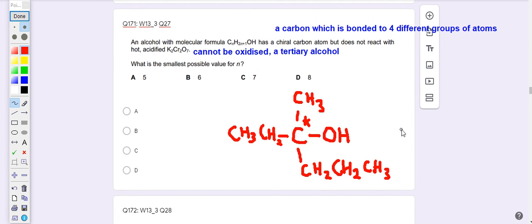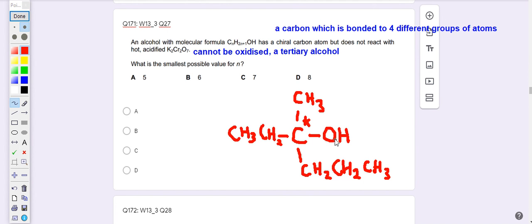Now let's count. This is the smallest tertiary alcohol with a chiral center that I can find. So let's see. 1 carbon, 2, 3, 4, 5, 6, 7. So the smallest N for an alcohol that matches all this description will be this alcohol.